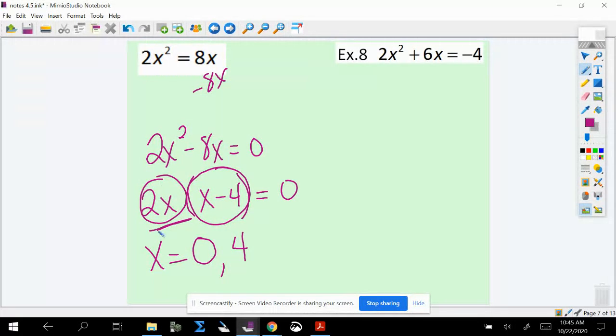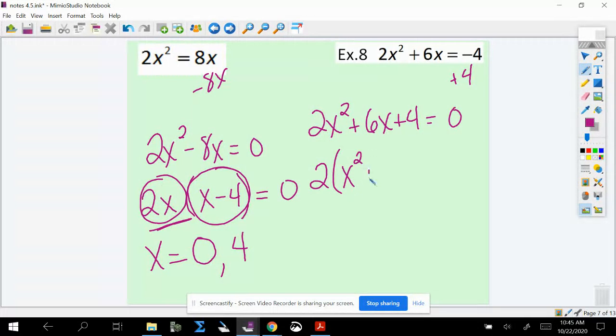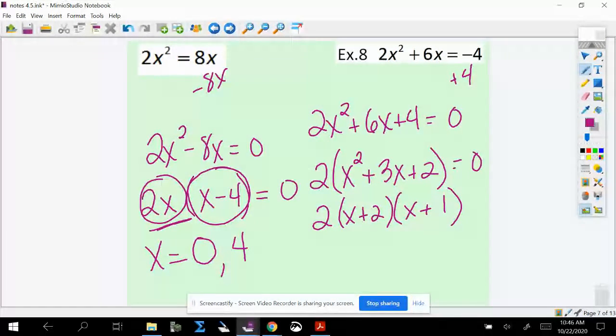The next one is not in standard form, so I'm going to add 4 to each side. So I have 2x squared plus 6x plus 4. The other thing I notice is everything is divisible by 2, so I'm going to pull a 2 out as my GCF. So I have 2 times x squared plus 3x plus 2. Now I'm going to see if I can factor further. I need two numbers that multiply to get 2 and add to get 3. That's going to be a plus 2 and a plus 1.